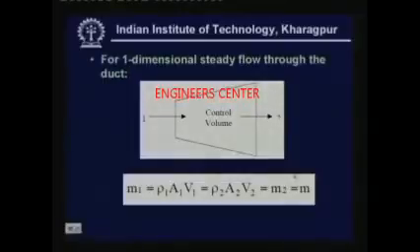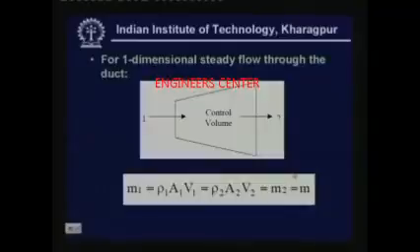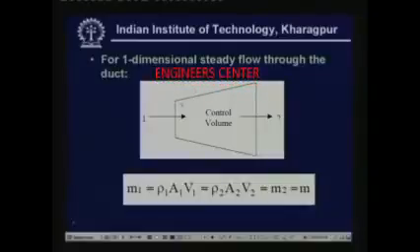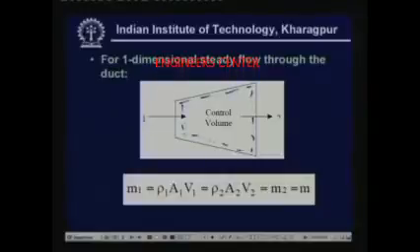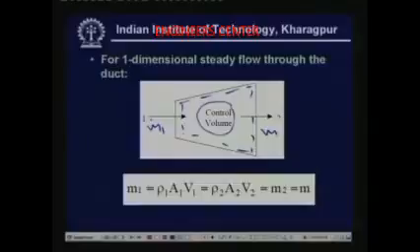Now if you apply this conservation of mass to a one dimensional steady flow through a duct, let us say that we take an arbitrarily shaped duct, and let us say that this is the control volume, and let the flow be steady and the flow be one dimensional. Since the flow is steady, no mass can be accumulated within the control volume. That means the mass inside the control volume is constant. That means whatever mass is entering, that must leave the control volume. Okay, that is what is written here.